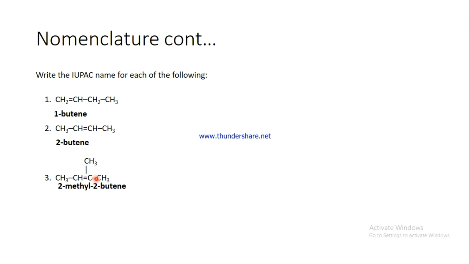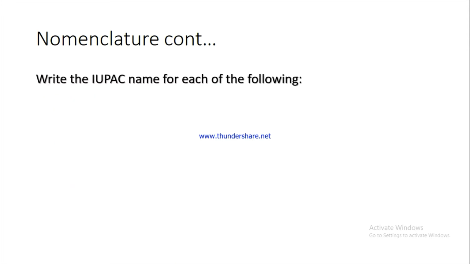So in naming this compound, first of all, preference is given to this double bond. This double bond is on position number 2, as well as the substituent. So you might try this also. This one also becomes 2-butyne. So nomenclature will continue. You might consider naming this. This is 2-pentyne.